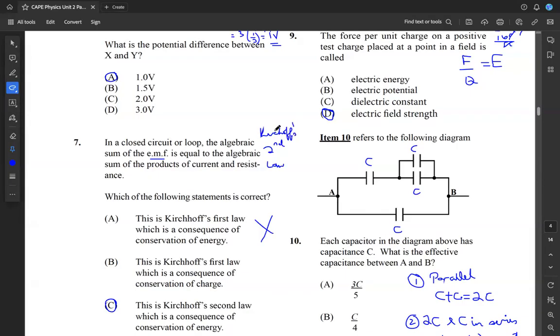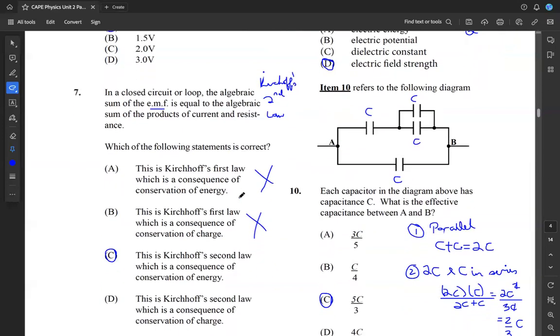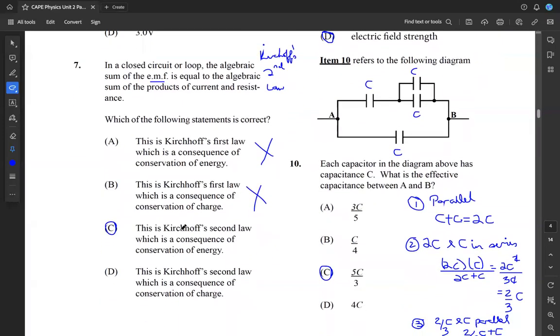So that's Kirchhoff's second law. So we can rule out this as well because it is not the first law, it's the second law. So now we come down here and it says this is Kirchhoff's second law, which is a consequence of conservation of energy. And we're like, yep, that's our answer.